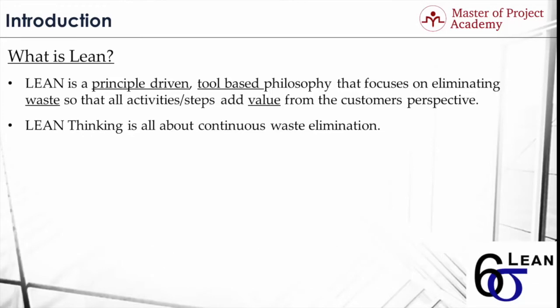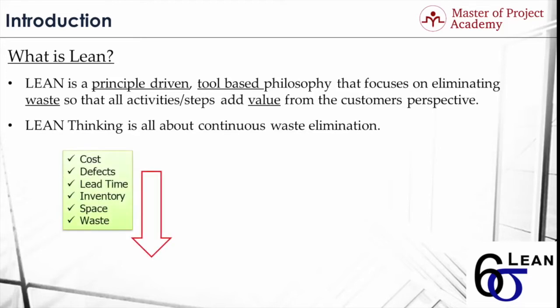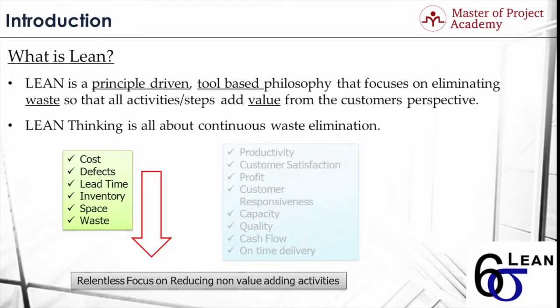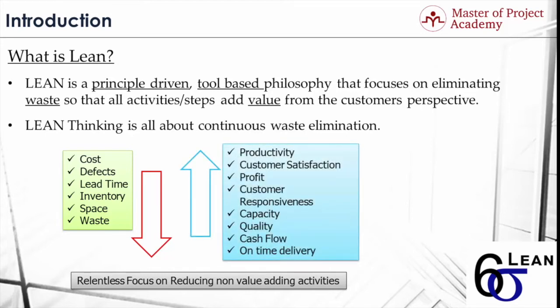Lean is a strategy and process for operating in a superior way. If we illustrate Lean in a figure, it would be as the following. Lean aims to reduce cost, defects, lead time, inventory, space, and waste. This means relentless focus on reducing non-value-adding activities, and by this way, increase in the productivity, customer satisfaction, profit, customer responsiveness, capacity, quality, cash flow, and on-time delivery. During this lecture, we have seen what Lean is and how it eliminates waste. During the next lecture, we will be going over the Lean toolkit.